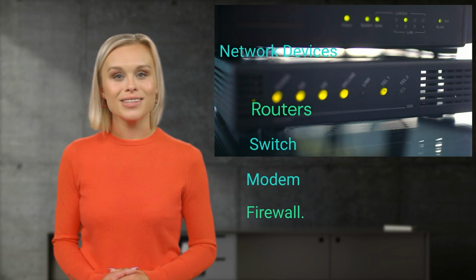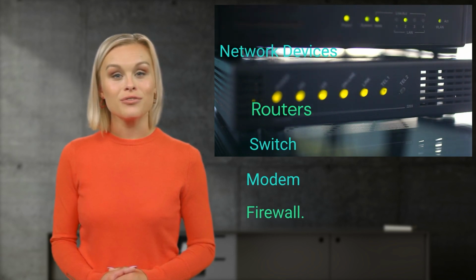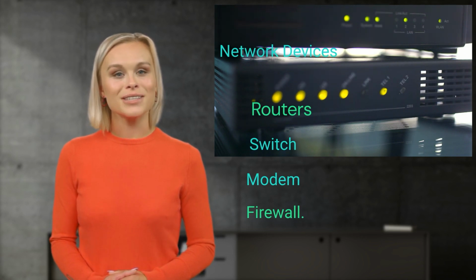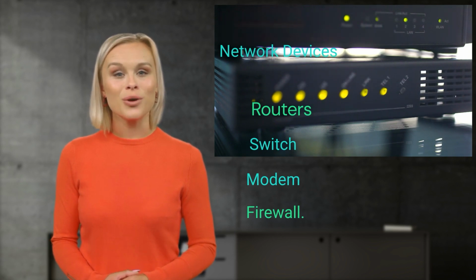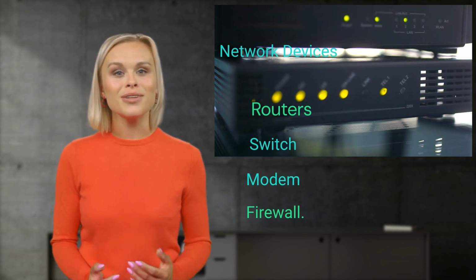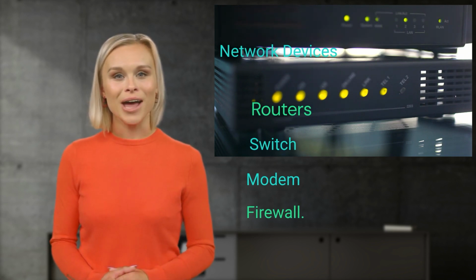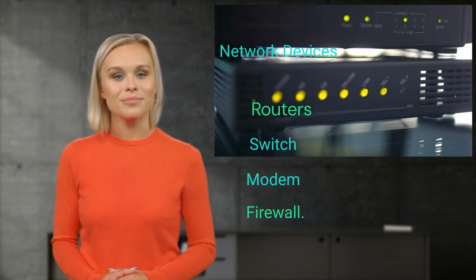Network devices. Router, directs traffic between different networks. It connects LANs to form a WAN and connects devices to the internet. Switch, forwards data packets between devices within the same network. It operates at the data link layer, layer 2, of the OSI model. Modem converts digital data from a computer into analog signals for transmission over telephone lines, for DSL, or vice versa. Firewall protects networks by filtering incoming and outgoing traffic based on predefined security rules.